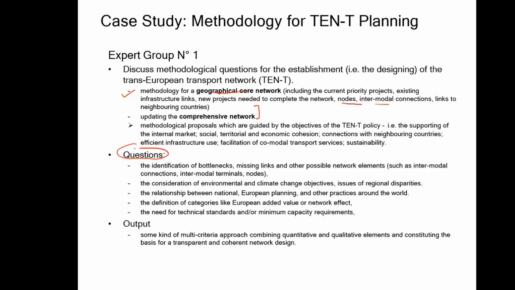The first is the identification of bottlenecks. We need to understand what the existing infrastructure capacity is, what the missing links are, and how the different intermodal connections can be connected with each other. What will be the environmental and climate change impacts, and how can it provide the technical and minimum capacity in terms of requirements? What we want to achieve from that is a multi-criteria approach which should combine quantitative and qualitative elements on the basis of transparency and coherent network design. So this is the purpose of that specific case study.